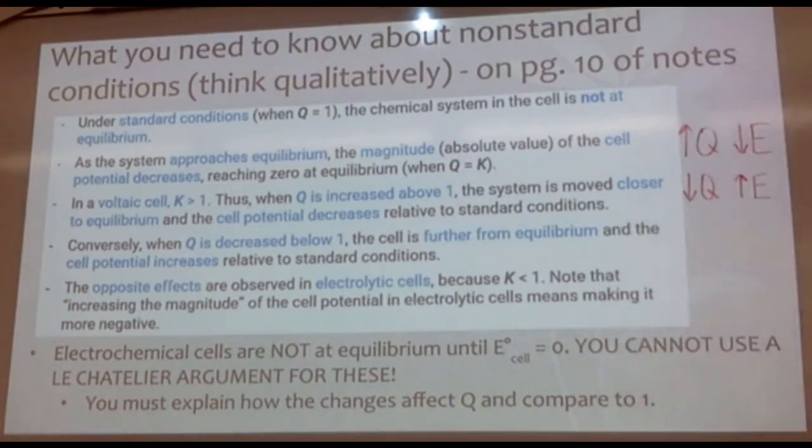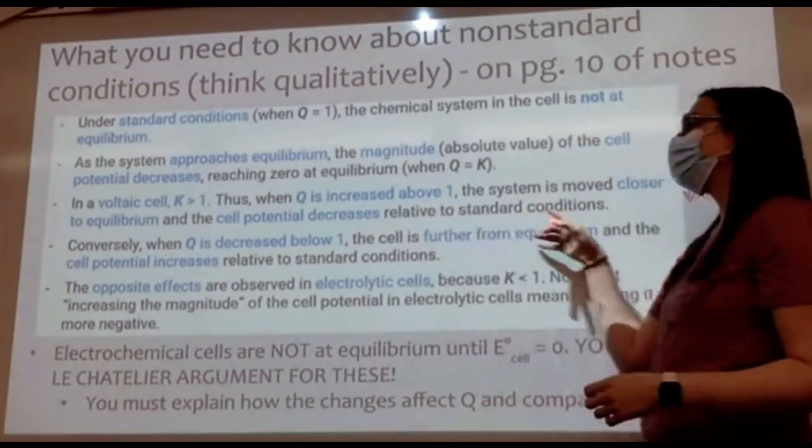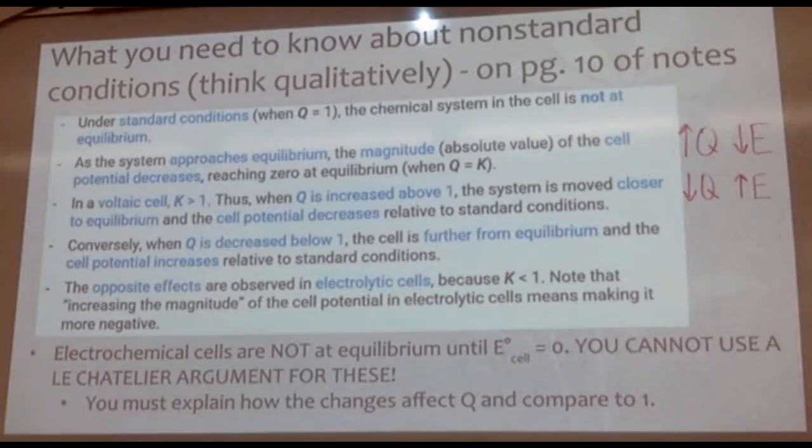So Q and E are inverse. Now this is for a voltaic cell. If we were looking at an electrolytic cell, it would be the opposite. Typically, we see this question asked about voltaic cells. So if we increase Q, we decrease E.